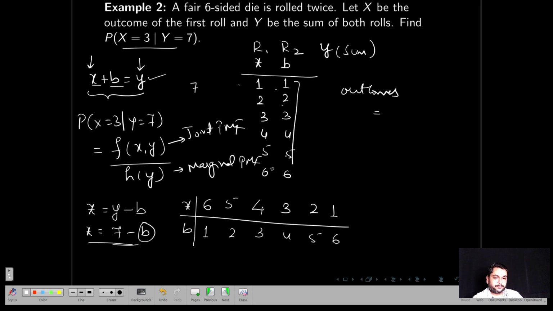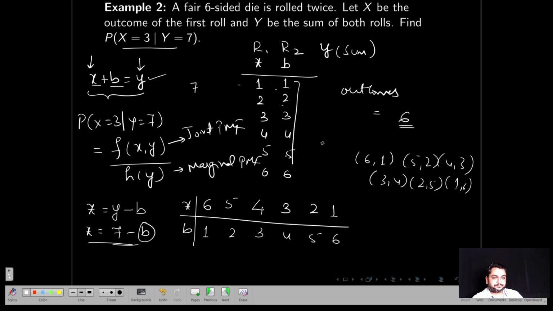What are the total outcomes? How many are there? 6 outcomes, right? That is the pairs 6,1; 5,2; 4,3; 3,4; 2,5; and then 1,6. Total 6 outcomes which will form 7. These are the only 6 outcomes which will give the total sum as 7.